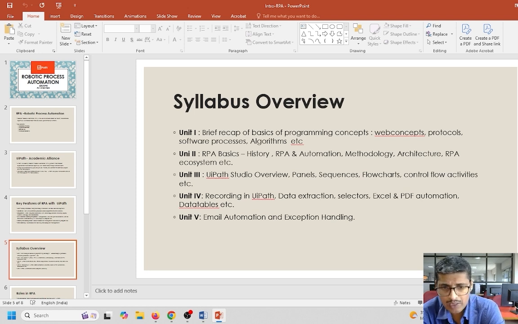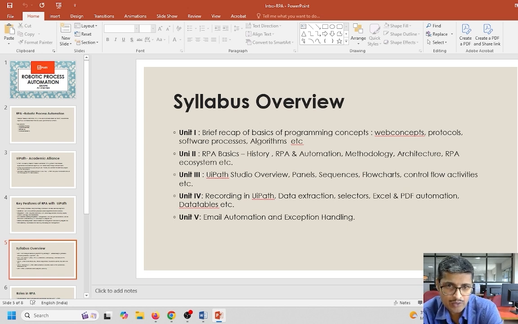Then unit 5 is going to be entirely dedicated to email automation and exception handling. That means how to get the email attachment from different mails. That will be dealt with in unit 5, along with how to handle the different types of errors and how to write the exception handling.